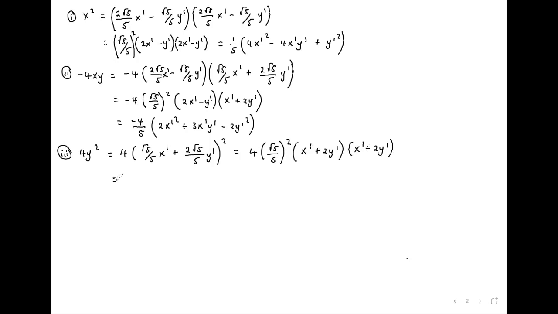This is 4 over 5 x prime squared plus 4x prime y prime plus 4y prime squared. So nice. Then maybe, I think we're done. Yeah, there's -5, which is a constant, so we're done.